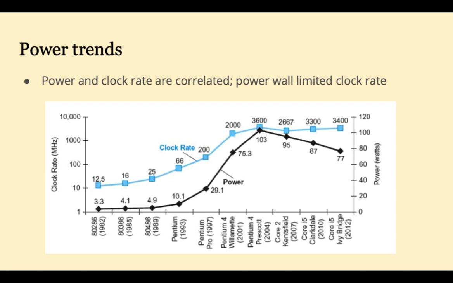CPUs became more powerful and faster by adding more transistors. Moore's law enabled this. But when you add more transistors, the CPU uses more power. This chart from 1982 to 2012 shows how improvements in processor clock rates stalled when the power wall was hit. Adding more transistors past that point would not only use more power, but generate more heat, which would require additional cooling.